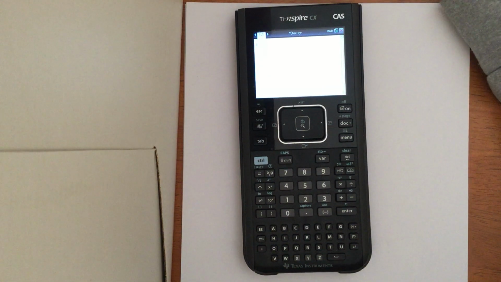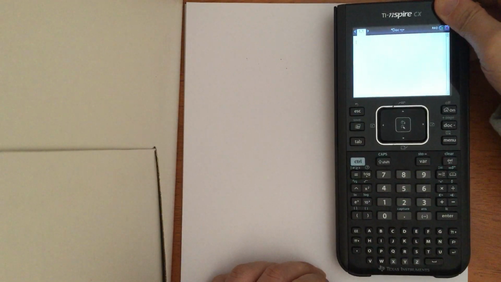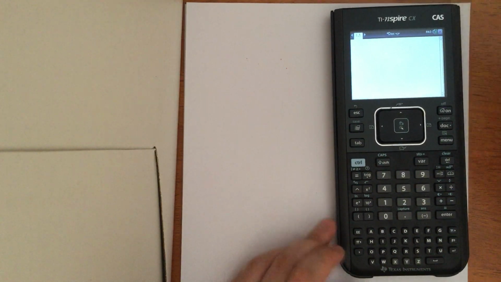All right, ladies and gentlemen. Now let's look at some of the CAS calculator method of factorizing. Now, before I tell you something, it's not as straightforward as it seems. So be prepared to get some nasty surprises.